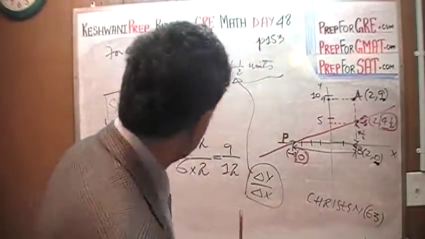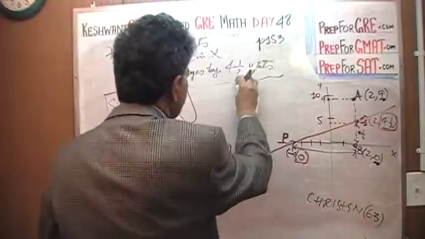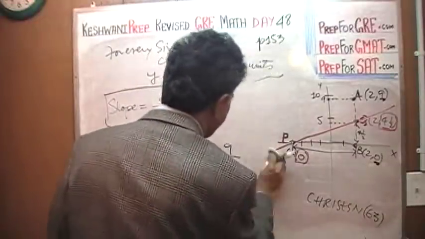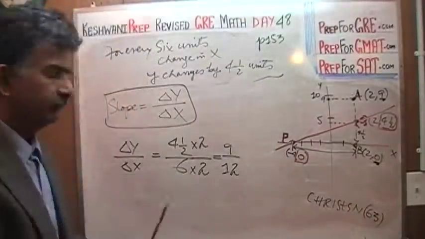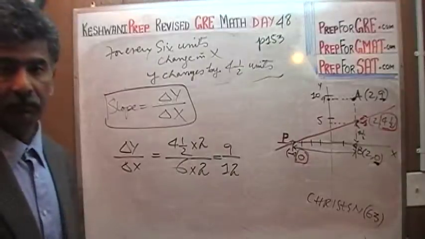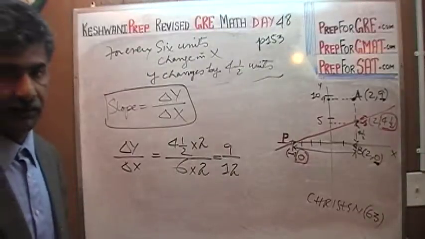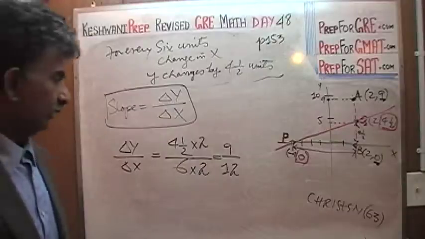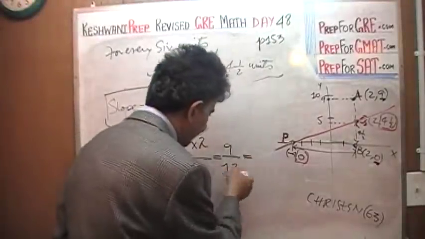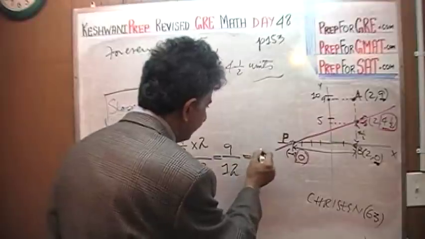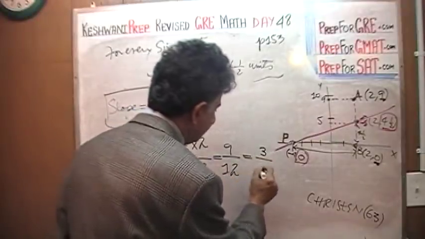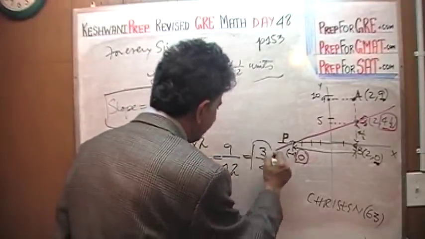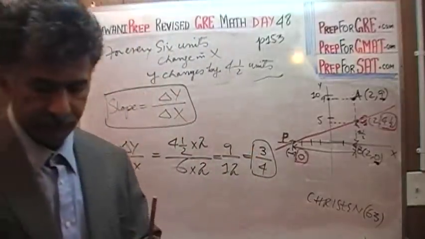I'm going to erase this part because I feel constrained. That's it. That's your answer: 9 by 12. And if you can just write that in, the computer will accept it. Or if you want to reduce it, divide the top and the bottom by 3. 9 divided by 3 is 3, 12 divided by 3 is 4. Voila, that's your answer: 3/4.